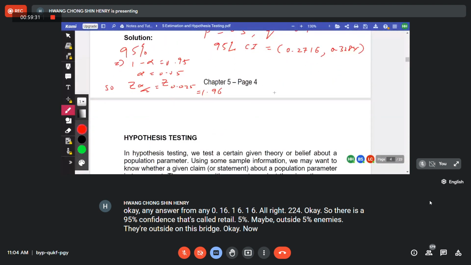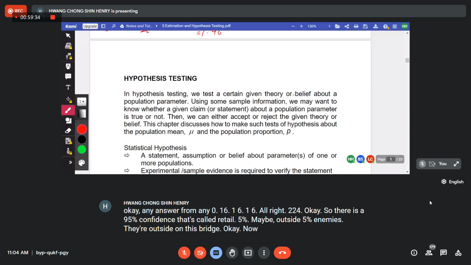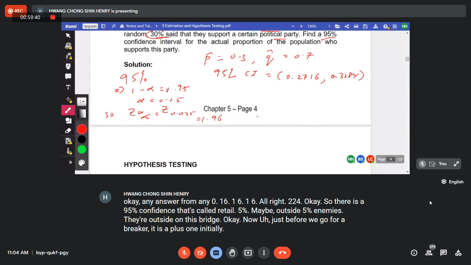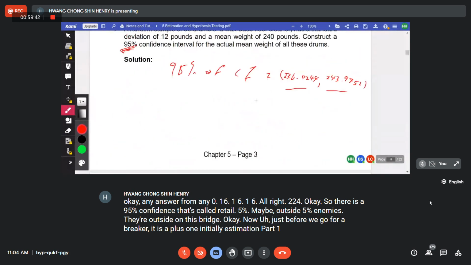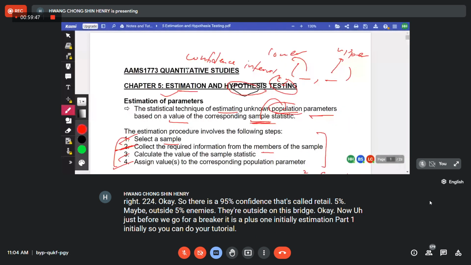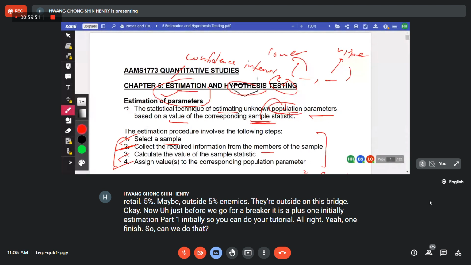Now, just before we go for a break, that means part 1 is finished. Estimation part 1 is finished already, so you all can do your tutorial 5. Part 1 done. So can we do part 2? This is the challenging one, hypothesis testing.